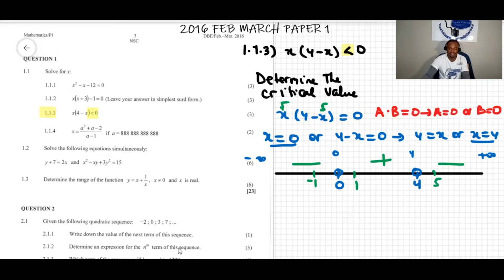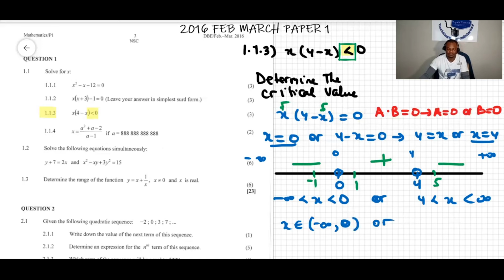Now, the inequality was supposed to be less than 0, and less than 0 means where it's negative. So the solution of this question is that x is between -∞ and 0, or x is between 4 and +∞. This can be written like this, or sometimes they write x is an element of (-∞, 0) or x is an element of (4, +∞). So these are the solutions.